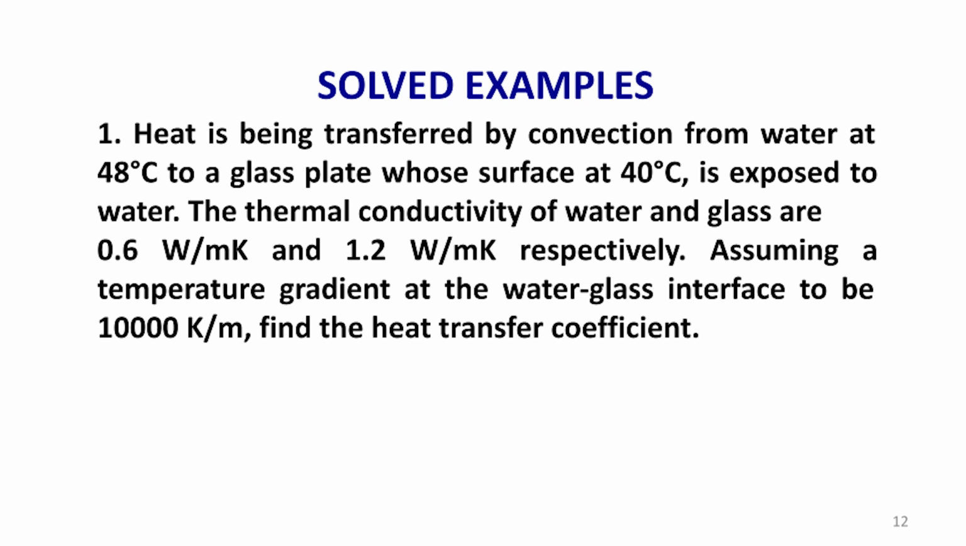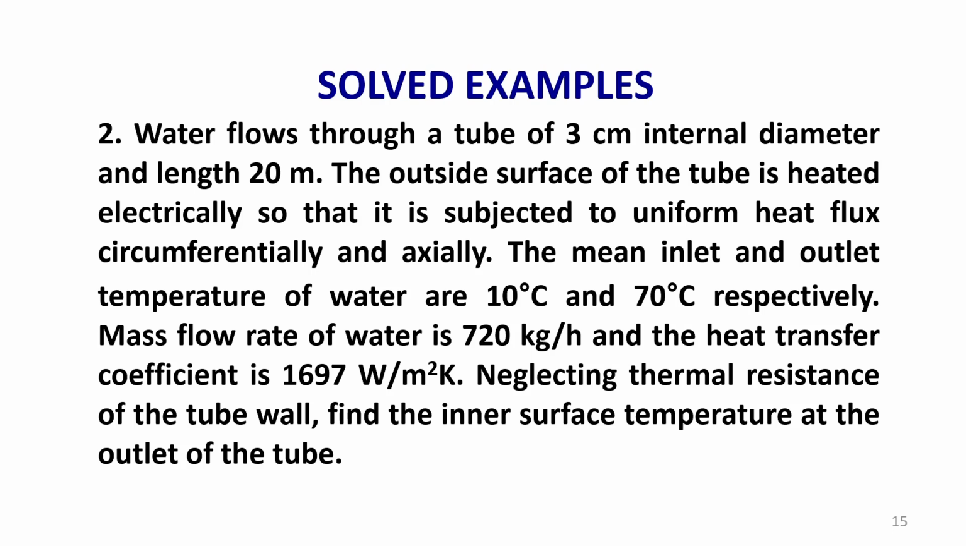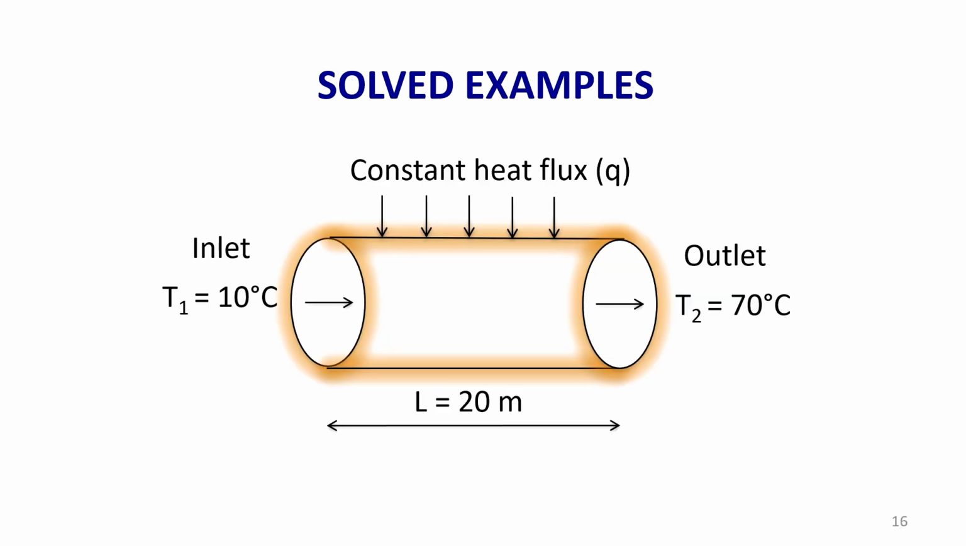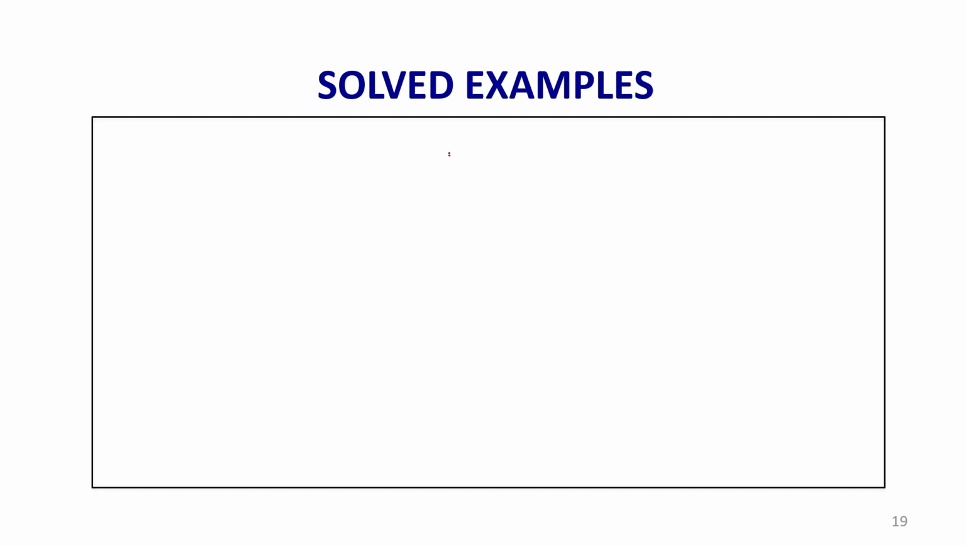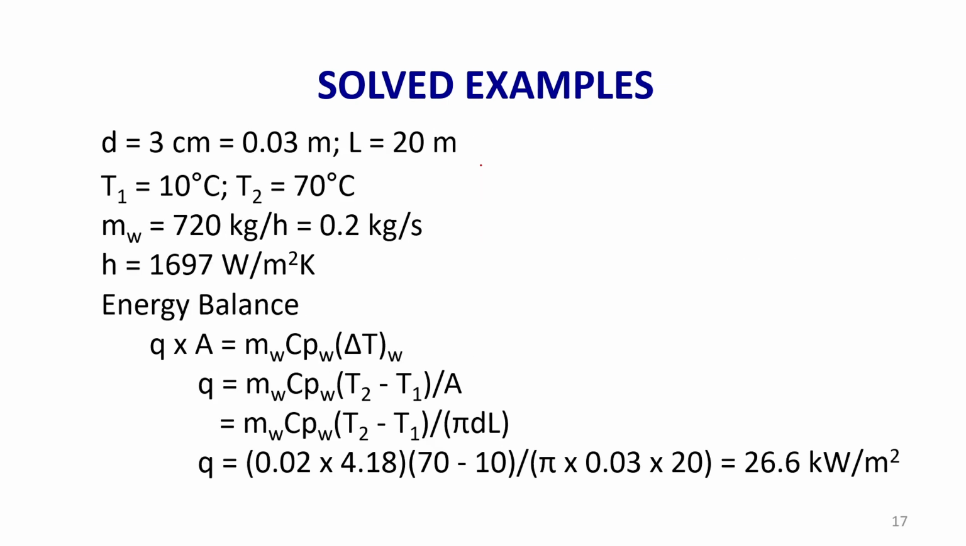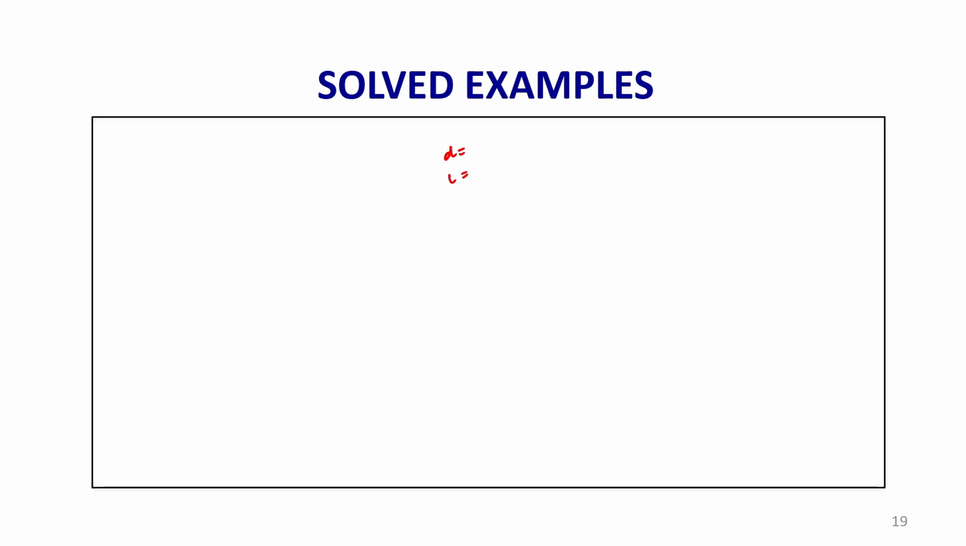So, Q convection by water is equal to Q conduction of water. Next problem: water flows through a tube of 3 centimeter internal diameter and length is given. The diameter is 3 centimeter, the length is 20 centimeter.